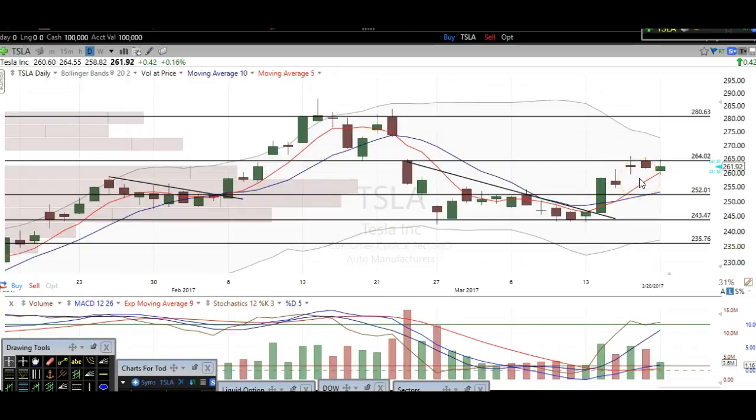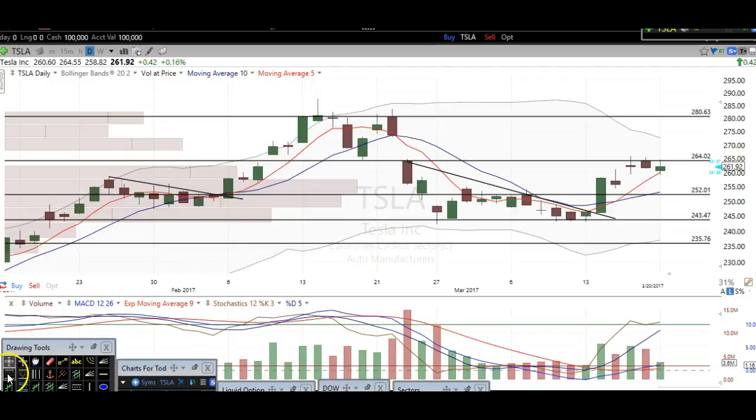So moving forward now on Tesla, we've got still this resistance at 264, and then we've got big time support at about 252 right here. So here's that support based off of these levels right here, and then we've got that level right here at 252 that you want to be looking for.